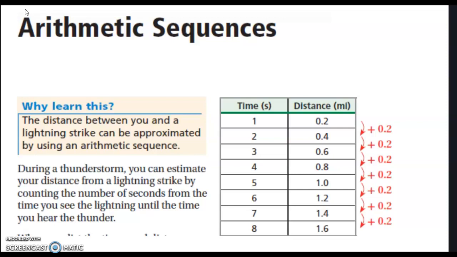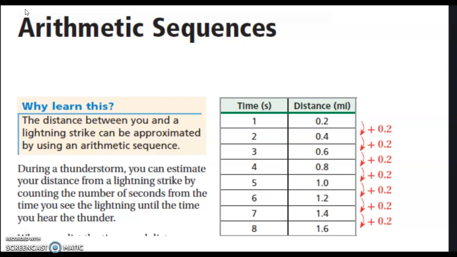Today we're looking at arithmetic sequences. What we want to do is ultimately find the nth term of an arithmetic sequence, meaning whatever number term we're looking for, we want to know the actual value of that term according to that particular sequence.